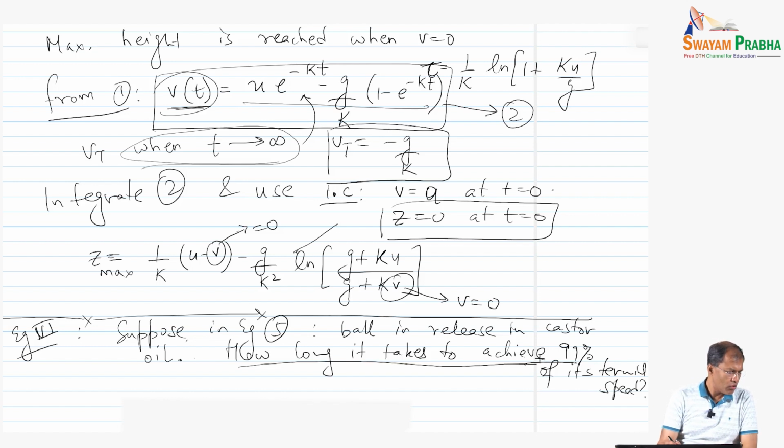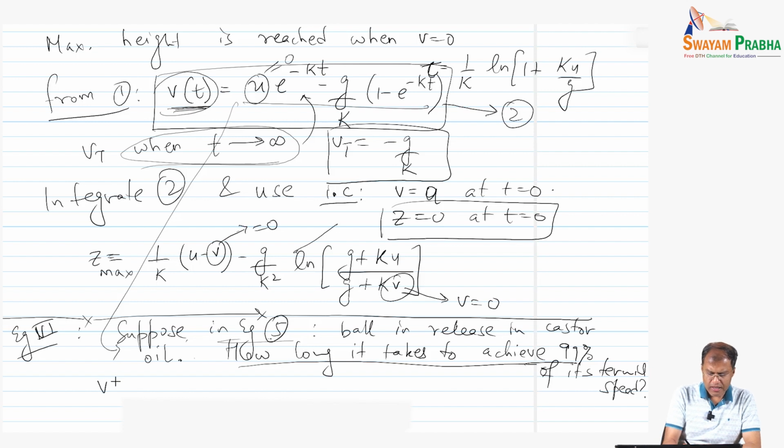So what do we get? The example in 5, the ball example, was being thrown into the medium at t equal to 0. It had an initial velocity u, which was 0, right? So in this expression for the velocity, we will keep u equal to 0 in this castor oil problem.